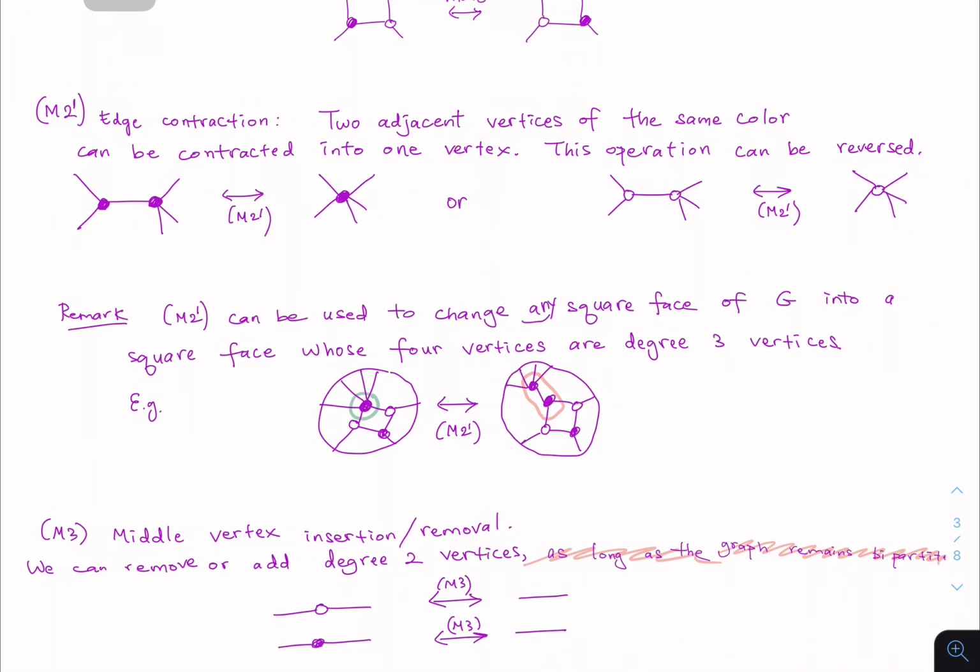And just like before, I can use this M2 prime to allow me to get a square face that would satisfy the condition for applying the square move. So if I have a square face like this, where, for example, this degree is not 3, I can then apply this M2 prime. By adding this extra edge, I get a square face where all of the vertices have degree 3.